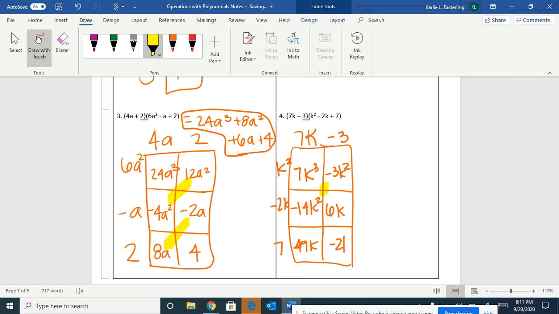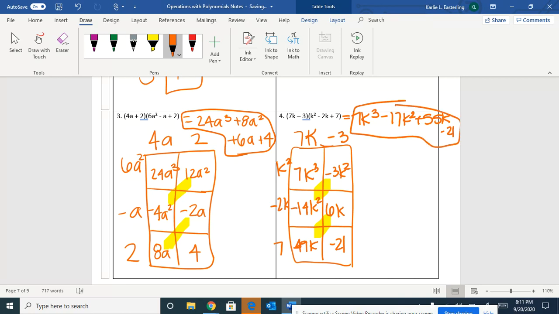So then again, we got to combine our like terms, which is kind of nice because they're diagonal from each other. I'm going to see if I can get it all up here this time. So we're looking at 7k cubed. Then it was negative 3 and negative 14. So that is going to give us negative 17k squared. And then we were looking at 49k and 6k, giving us plus 55k minus that 21. So I almost got it to fit. And that'll be your final answer there.